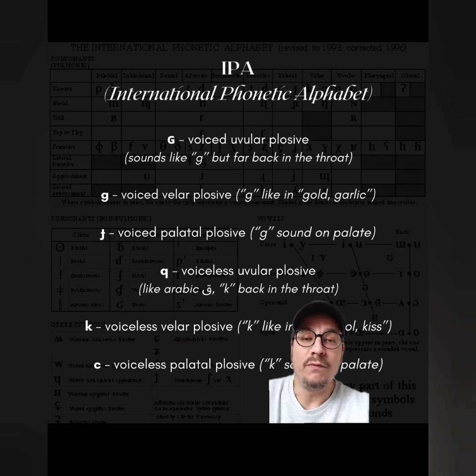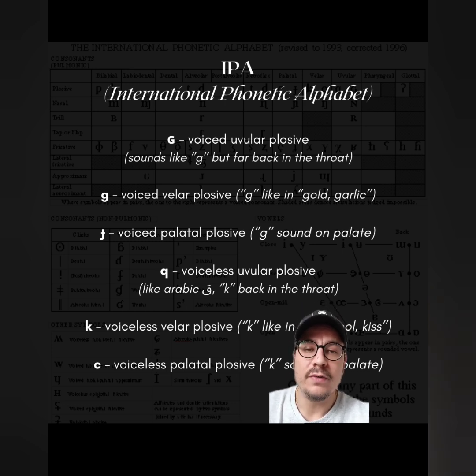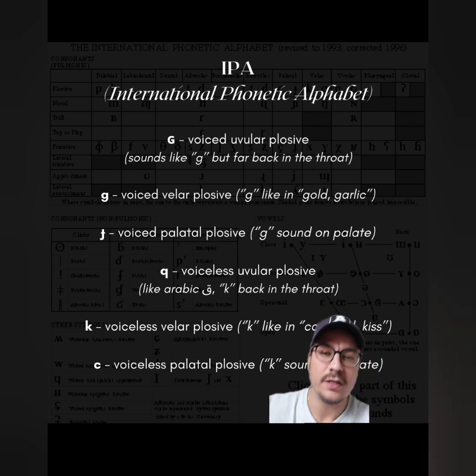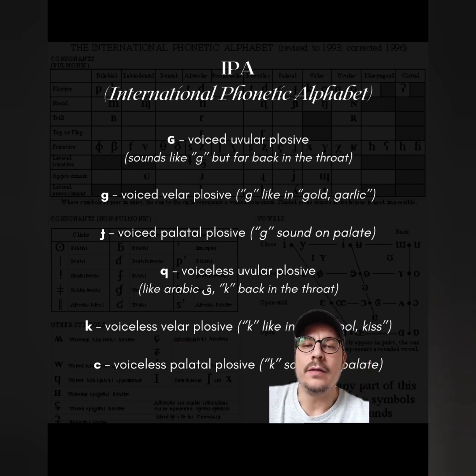And Q, voiceless uvular plosive. It's like in Arabic, qaf, Q. It's K, but back in the throat. And the voiceless velar plosive, it's K, like in car, cool, kiss. And the last one is the voiceless palatal plosive. It's like K, but on the palate. So it's soft, like K.